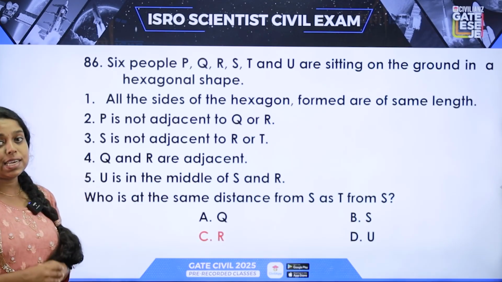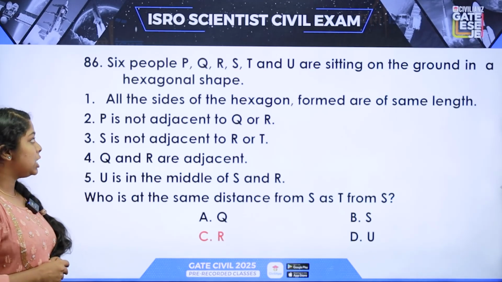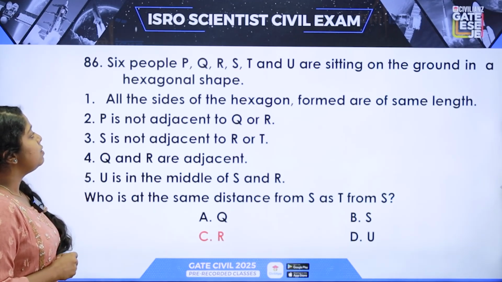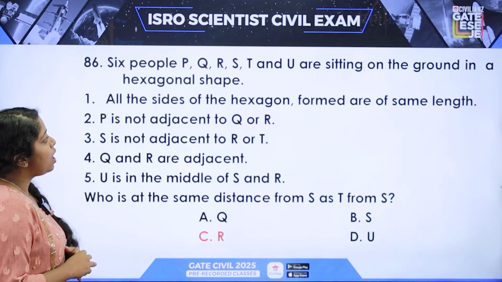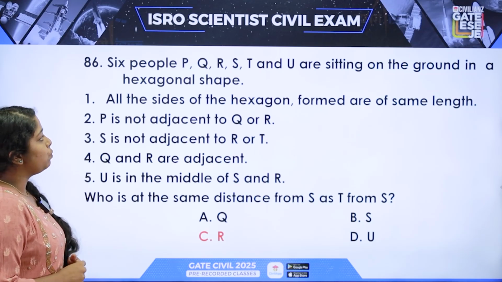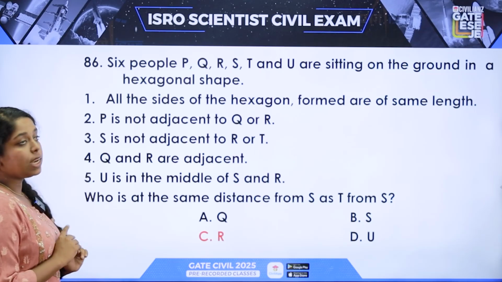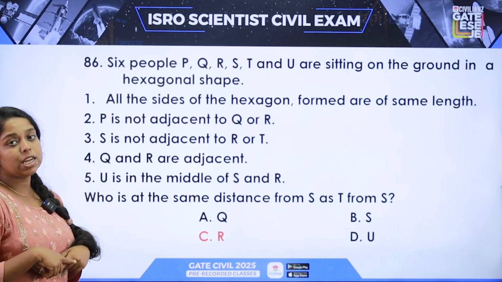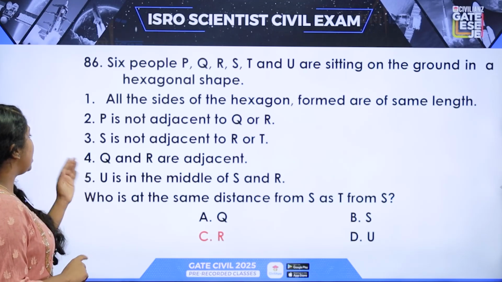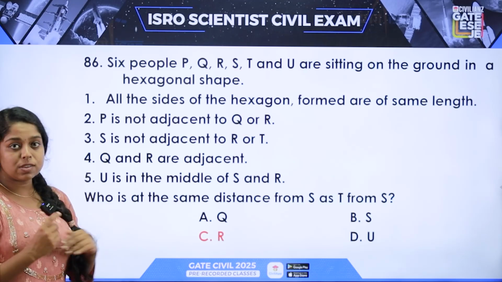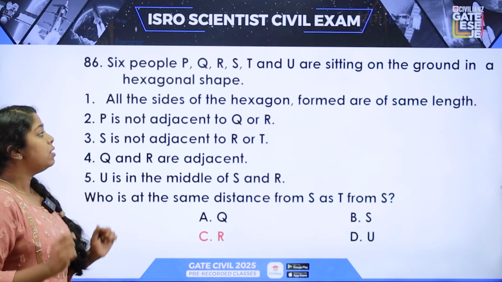Moving on to the 86th question, this is based on a seating arrangement. We have been given 6 people, P, Q, R, S, T and U. They are sitting on the ground in a hexagonal shape. So their seating arrangement will be in a hexagonal shape, and we have been given 5 conditions. Based on that, we need to determine their seating positions.